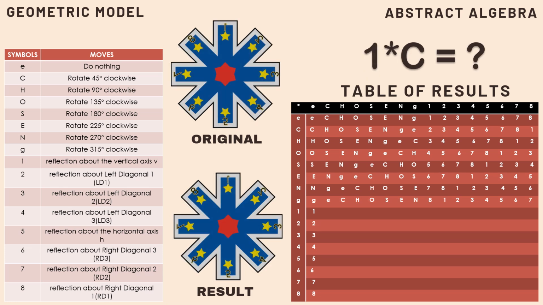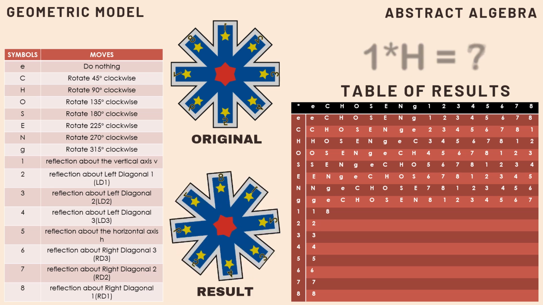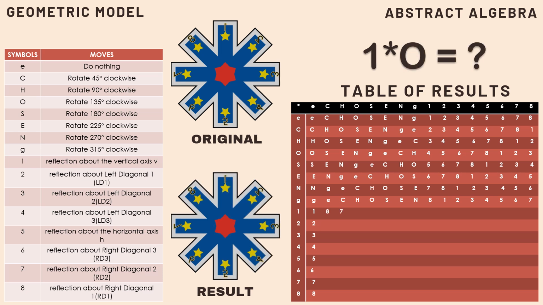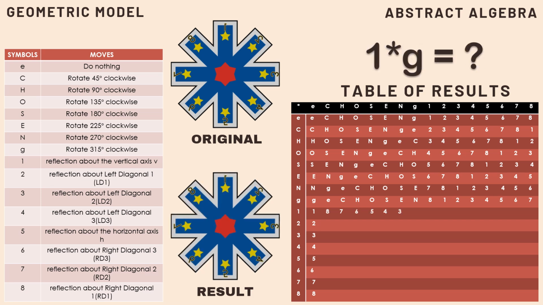1 star C is 8. 1 star H is 7. 1 star O is 6. 1 star S is 5. 1 star E is 4. 1 star N is 3. 1 star G is 2. 1 star 1 for the reflections is E.